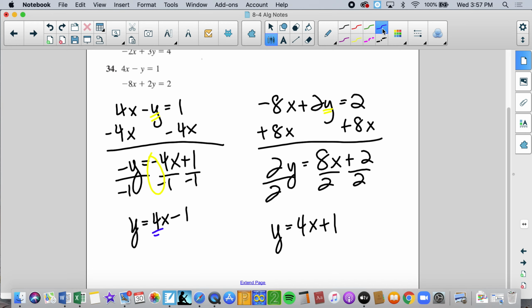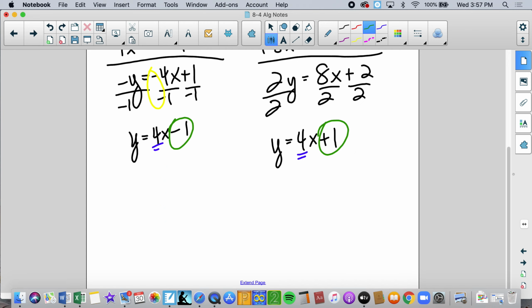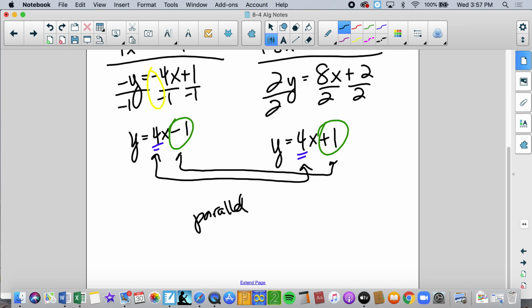We see that my slope is 4. And really important, we see that the intercepts are different. If the intercepts are the same, they wouldn't be parallel because they'd be the same line. So parallel lines cannot be the same line. They have to be different lines and not intersect. So these are parallel because they have the same slope but different intercepts. Same slope, different intercepts.